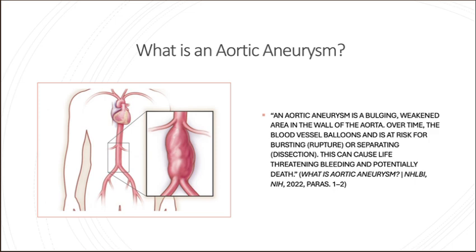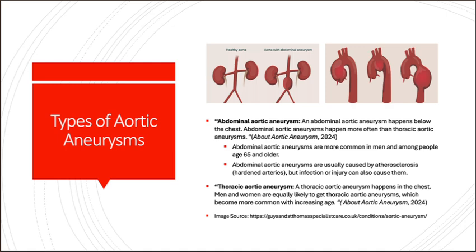Once the aorta starts to balloon, the patient is now at risk for a rupture or something that's called dissection. And once this happens, it causes life-threatening bleeding and potentially death. There's a couple different types of aortic aneurysms, and I'm going to talk about two of them. So the first would be abdominal aortic aneurysm, which is also called a AAA, and there's also thoracic aortic aneurysm.